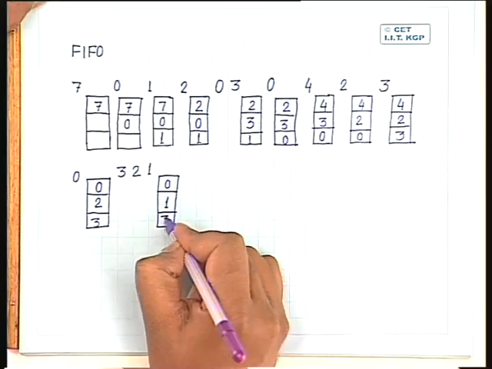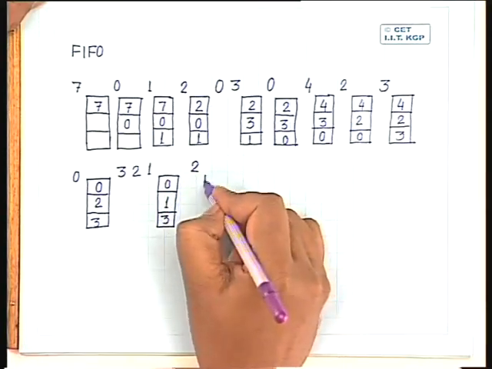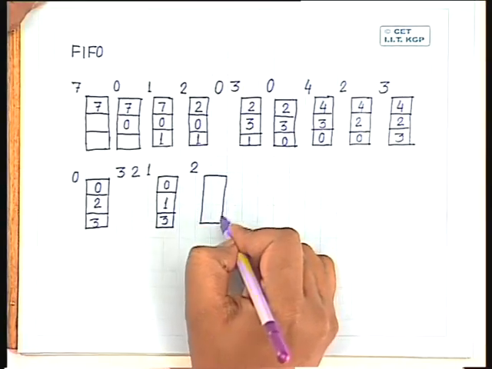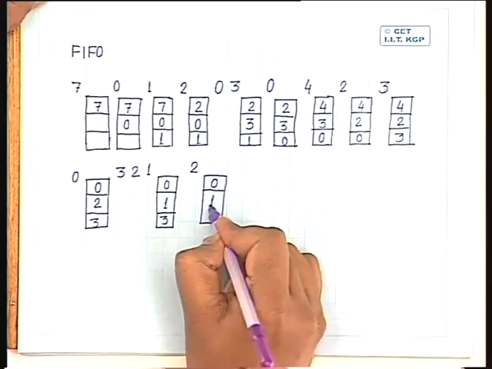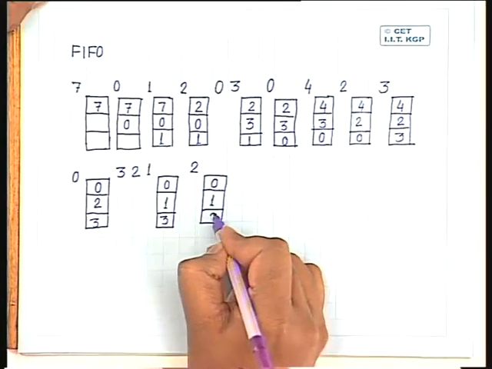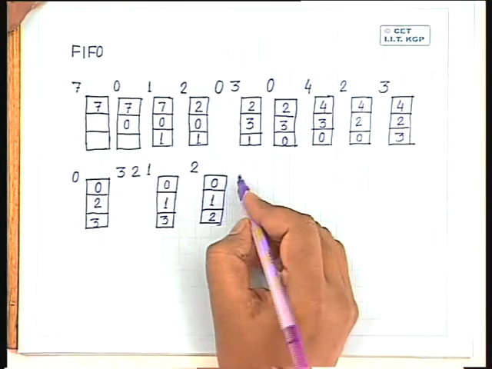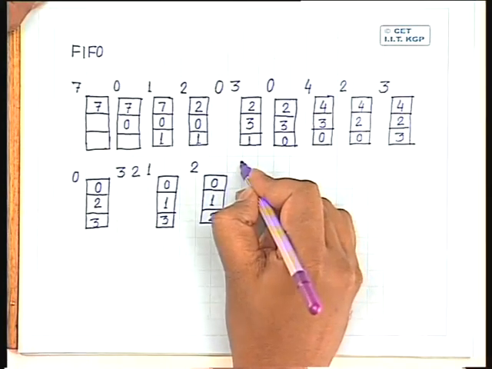So this is the situation that I have. Again page number 2 is referred. So I have a page fault again, and this time page number 3 is to be replaced by page number 2. So I have 0, 1, and 2. Okay. Next time which page is to be referred? This is page number 0, I think.